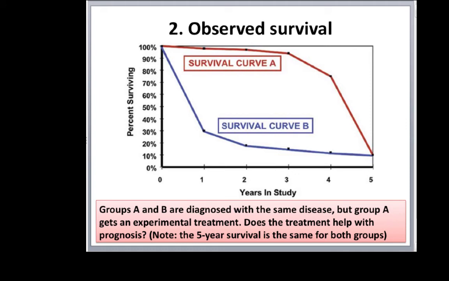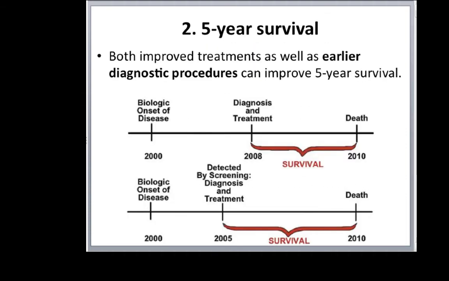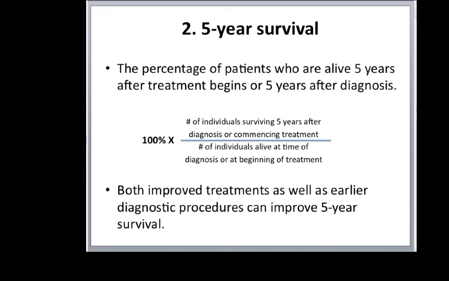Remember, we also wanted a way to talk about survival, and that's getting into the natural history of the disease again, which we already talked about, so I will skip right to survival. We talked about measuring 5-year survival. That's the number of individuals surviving 5 years after a diagnosis or commencing treatment, depending on what you want to analyze, divided by the number of individuals alive at the time of diagnosis or the beginning of the treatment, multiplied by 100%.